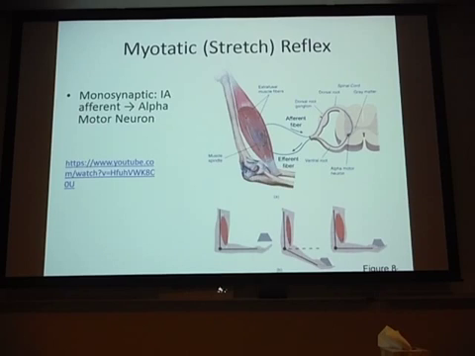Yes. So in this example, we have a quick stretch that is caused by weight being dropped onto the arm, onto the hand. It's causing a lengthening of the bicep muscle. So it's eliciting a lengthening of the muscle spindle, which is going to depolarize that 1A afferent fiber, which is blue in this diagram. That is going to synapse on our alpha motor neuron.